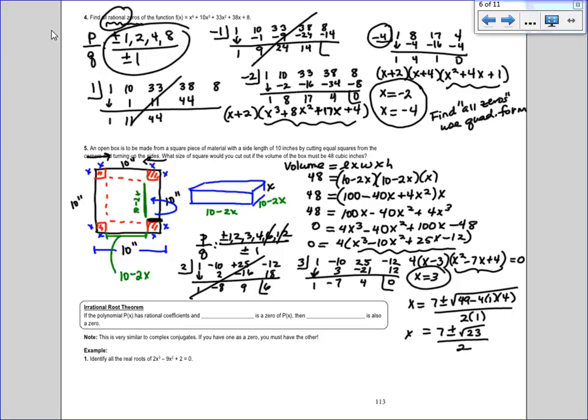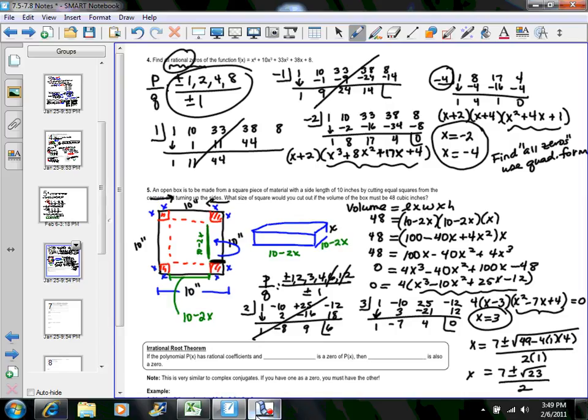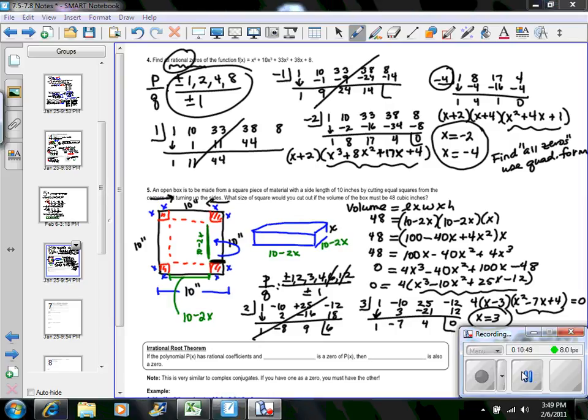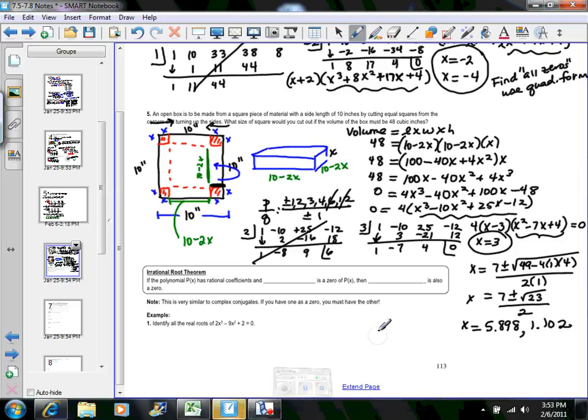We'll grab my calculator real quick. Okay, so I use my calculator to find the 2 answers. So when I do 7 plus or minus the square root of 23 over 2, I get 2 answers. The first one's 5.898 and 1.102. Now, the 5.898, that's almost 6 inches. So that one wouldn't make sense. You can't cut out a 6-inch square from both sides of this 10 inches.